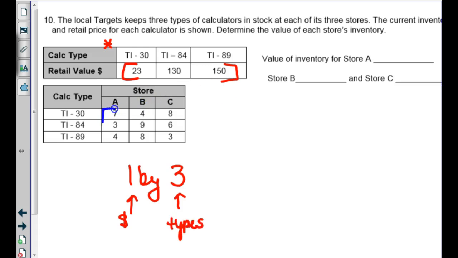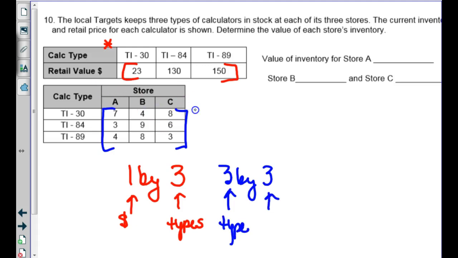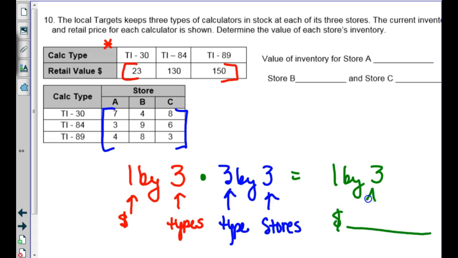What about the second matrix? The 3 by 3? The rows going across are what? Those are the types of calculators. And the columns going down are the stores. Can we multiply them in this order? Okay. What size matrix will we get? A 1 by 3, which would give us the dollars going across by the 3 stores, A, B, and C. Everybody get that?